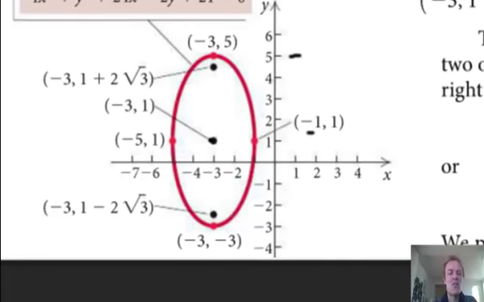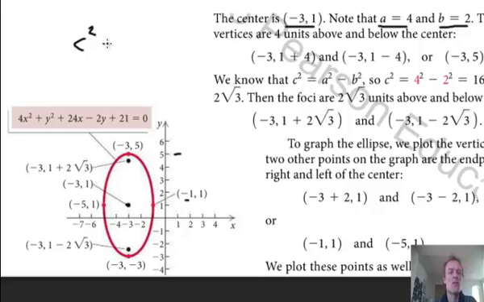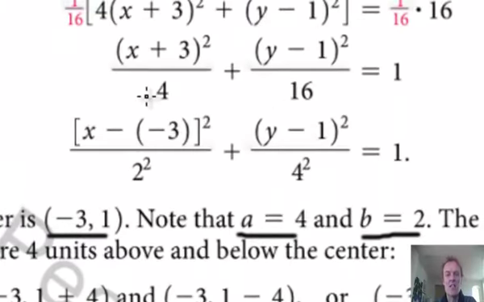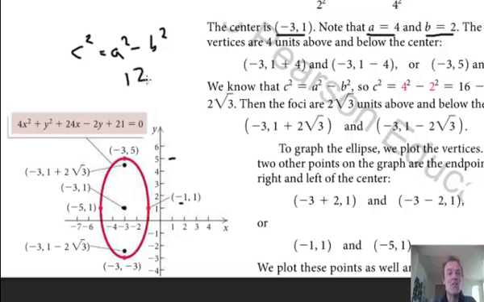Now, how do you find the focus? It's still c squared equals a squared minus b squared. What's a squared minus b squared? 16 take away 4 is 12. C squared is 12. So c equals plus and minus root 12. If you remember your simplifying roots, that's going to be 2 root 3, because 12 is 4 times 3, you can square root the 4 to a 2. So the focus from the center is 2 root 3 up and 2 root 3 down.